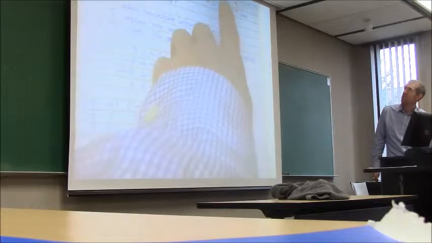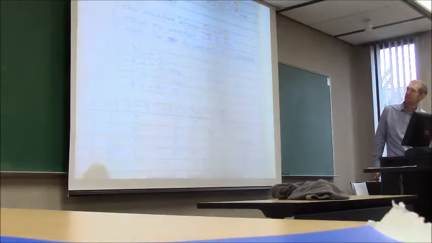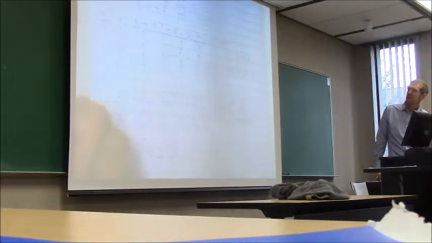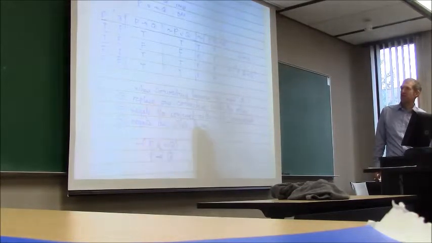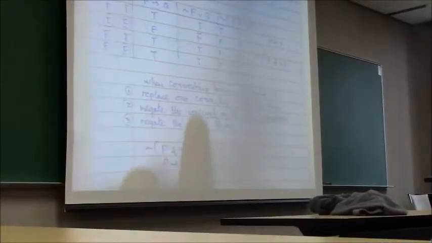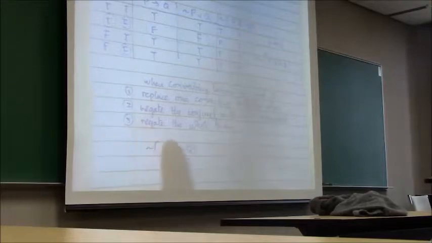What about when you're converting between a conditional and the negation of a conjunction? You have 3 rules. The first one is the same. You replace one connective with the other. This time, though, you negate the one on the right. You negate the conjunct on the right or the consequent. And then finally, the extra rule is you negate the whole thing.